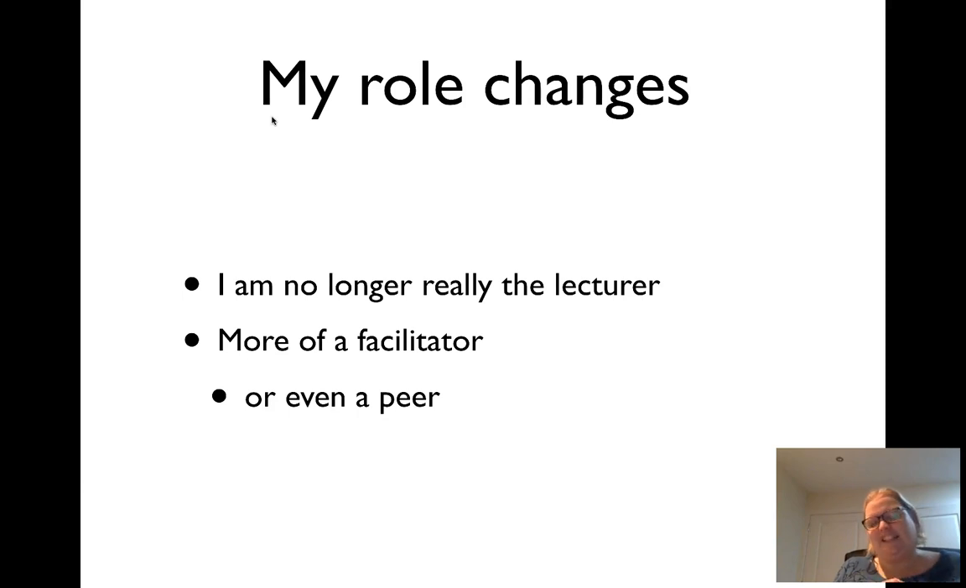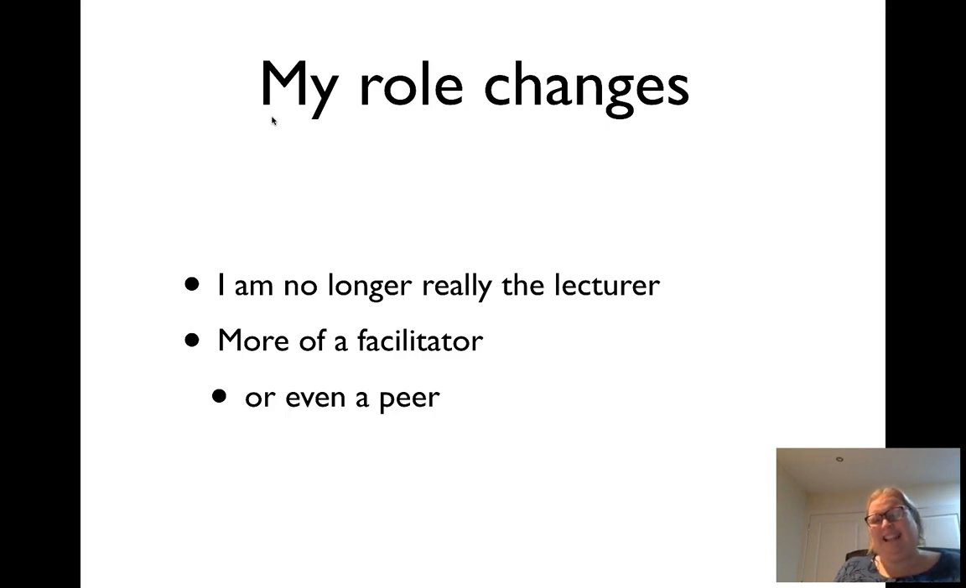One thing that's quite interesting in this flipped classroom for me is that my role really changes. I mean, are you a lecturer if you don't give any lectures? I think the answer is probably no. I'm not a lecturer in the conventional sense. I think I'm more of a facilitator, someone who's helping you to learn, somebody who's already learned some of the lessons along the way and can help you understand these.